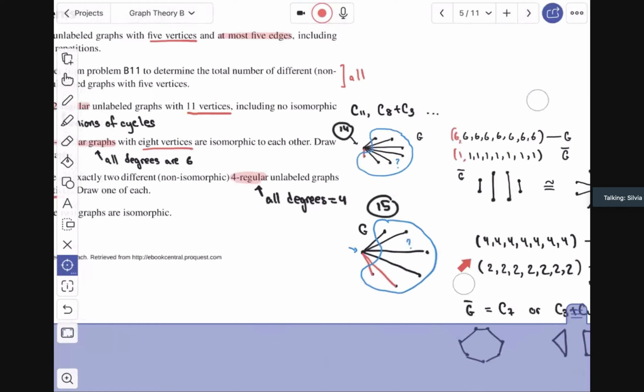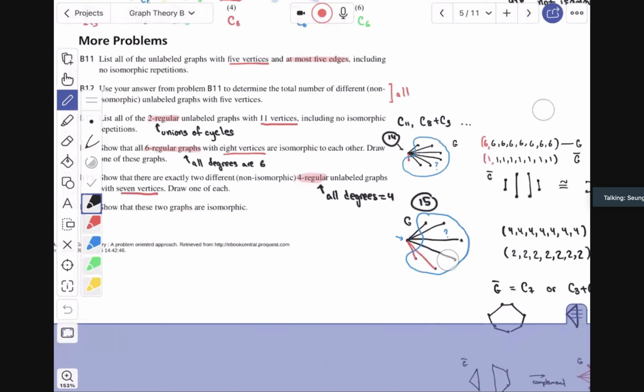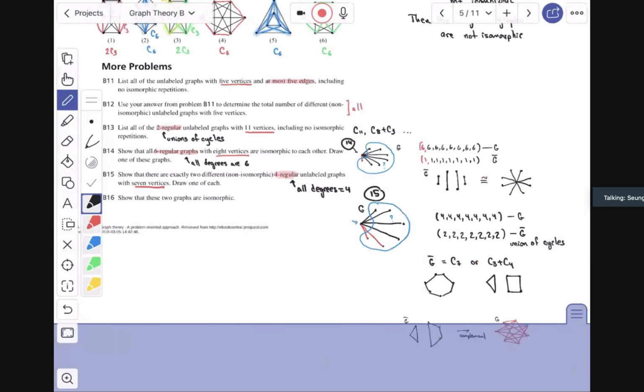Go ahead, Shane. Oh, I see. But just my intuition, same for 15. As I said, all degrees are 4, and we found out that the complement will have all degrees of 2. For me, this is the part. Why 4 and with the 2? 7 vertices. Oh, yeah, 7 vertices. I see. So the 2, well, maybe it's not right.